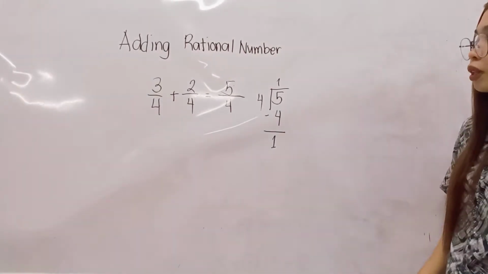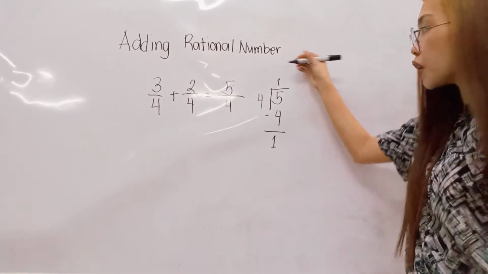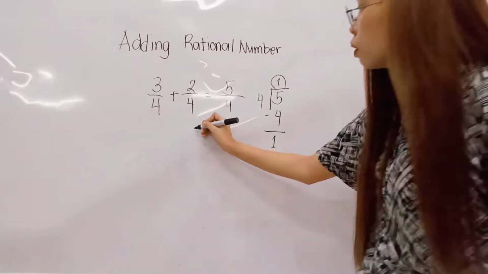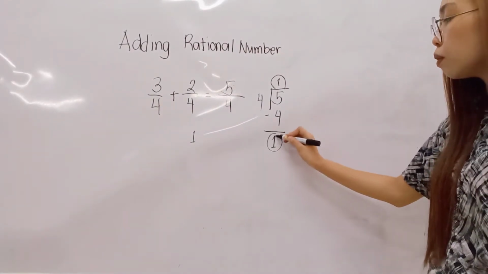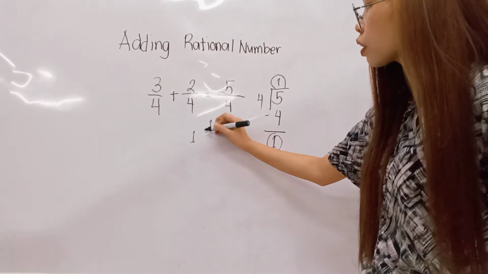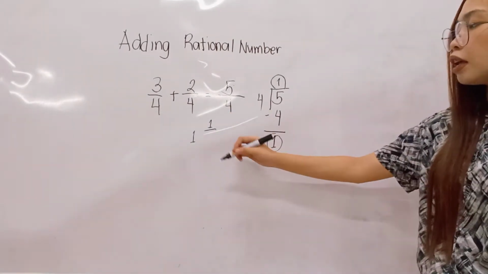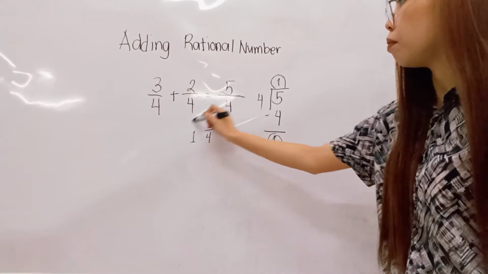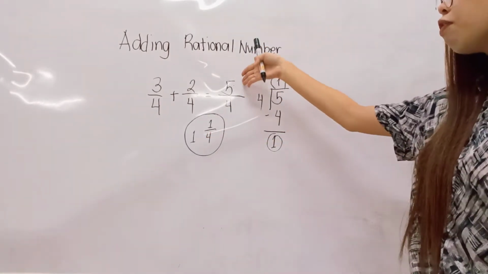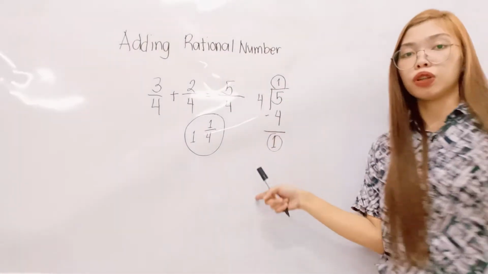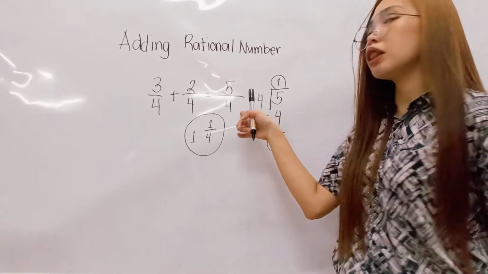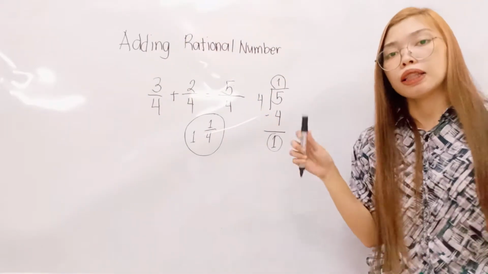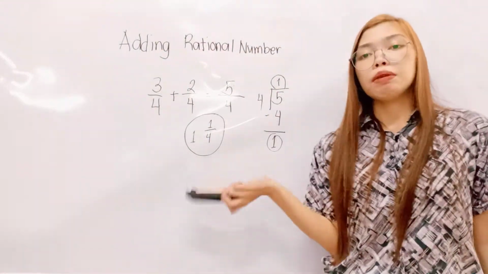So the mixed number will be, your answer or the quotient will be the whole number, 1. Your remainder will be your numerator, and the denominator will remain the same. So it's either 5/4 or 1 and 1/4. Okay, they are both correct. We just convert this improper fraction into its mixed number. So that is what we are going to do if we are going to add similar fractions.